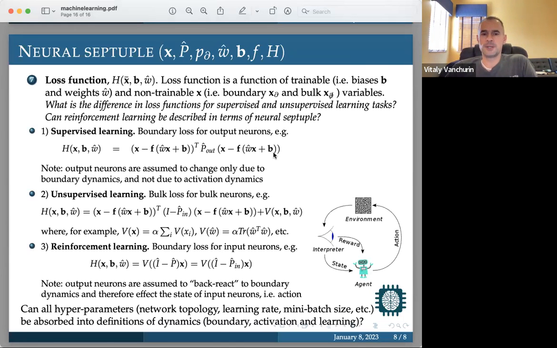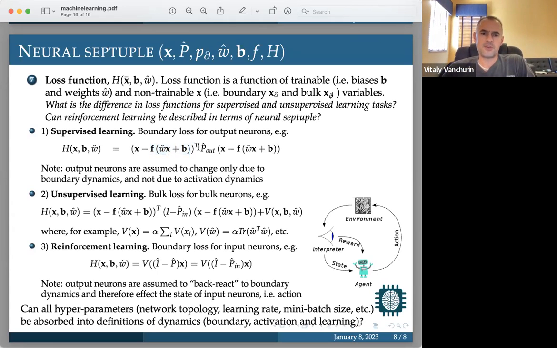For the boundary loss, it is nothing but the difference between the state of the boundary neuron and the state that would be at the boundary neuron if we had one more step in the activation dynamics. So here we are not activating the last layer in this definition. And so the output neurons are assumed to change only due to the boundary dynamics, only when you update your boundary conditions. It is a matter of how you define it. Of course, you are free to activate it until the very end, and then have two layers in the output, one which belongs to the bulk and one that belongs to the boundary.